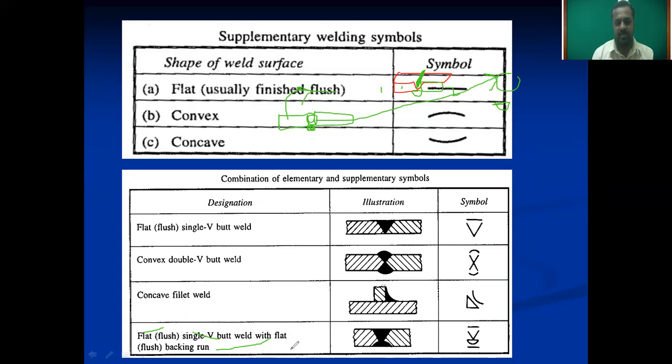Simple. Now see here, we know the symbol for the single V butt weld, like this, and what is the symbol for the flat? See, this is the symbol for the flat. And what is the symbol for the backing run? See, this is the symbol for the backing run. So this is the symbol for the back.